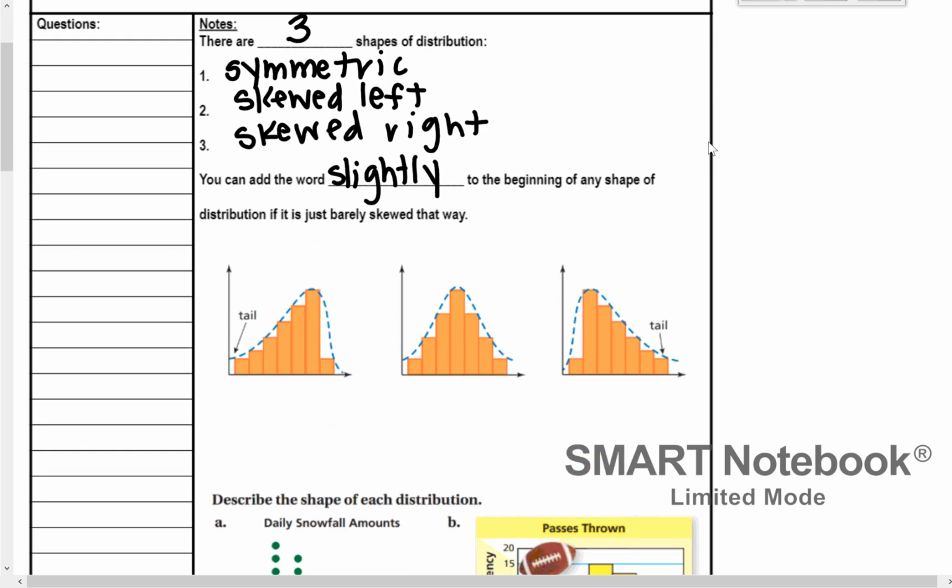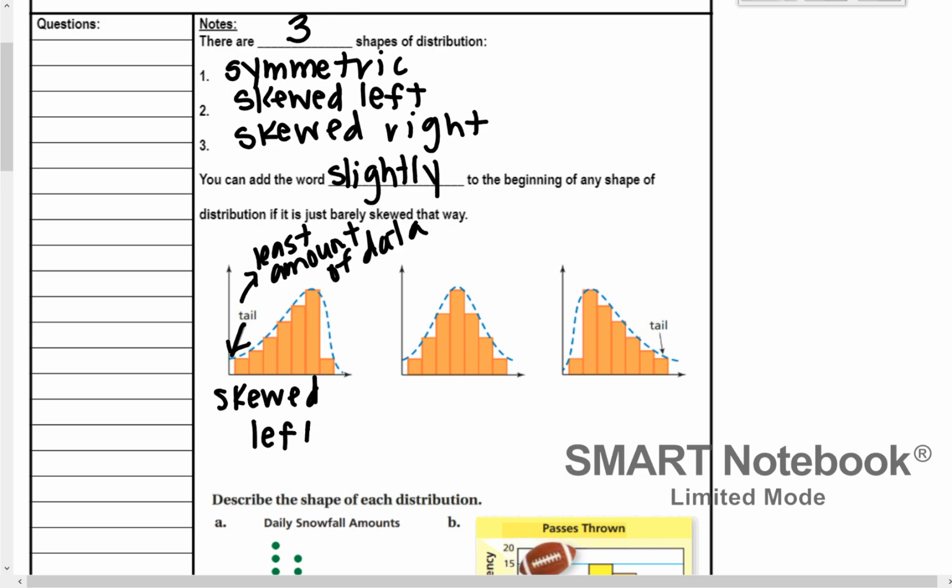All right, now the shape of distribution is skewed and then named the side that has the least amount of data. We call the side with the least amount of data the tail. If you can see, there's a lot less data on this side than there is over on this side. So our tail is on the left, so we call this skewed left.